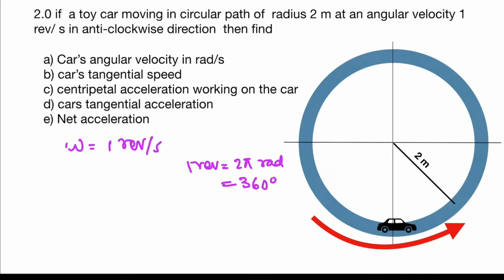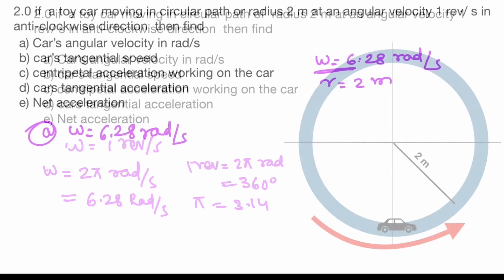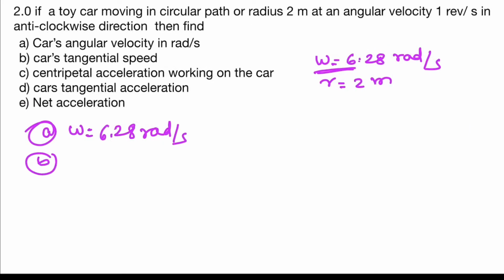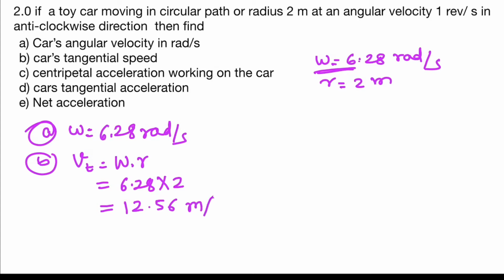So for numerical purposes, we convert the revolution per second into radians. So here the omega, the angular velocity, is equal to 2 pi radians per second, and the pi value is 3.14. So it means this is 6.28 radians per second. Part B, the car's tangential speed. The tangential speed Vt is given by omega into r. Here the omega is 6.28 and r is the radius, which is 2 meters. So the tangential velocity is 12.56 meters per second.